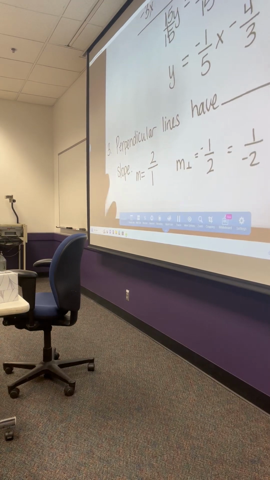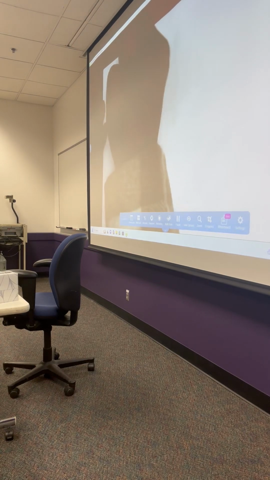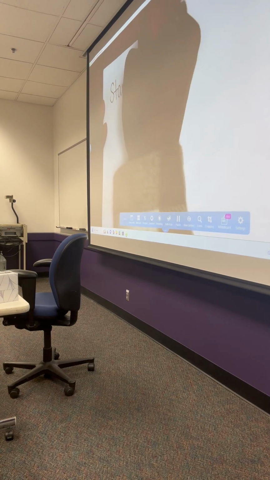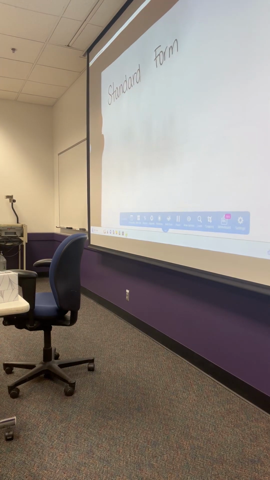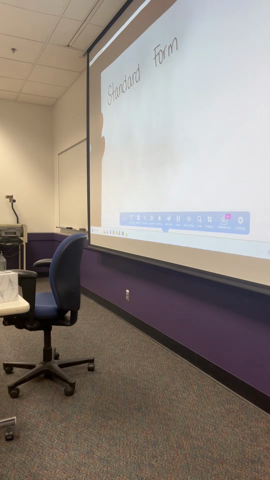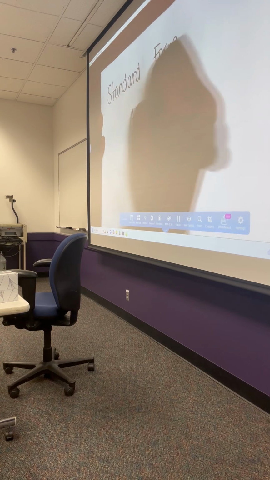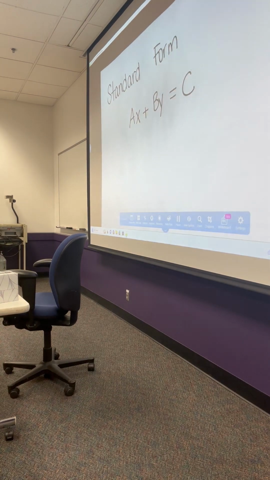All right, so this is called standard form. This is the standard form of a line.